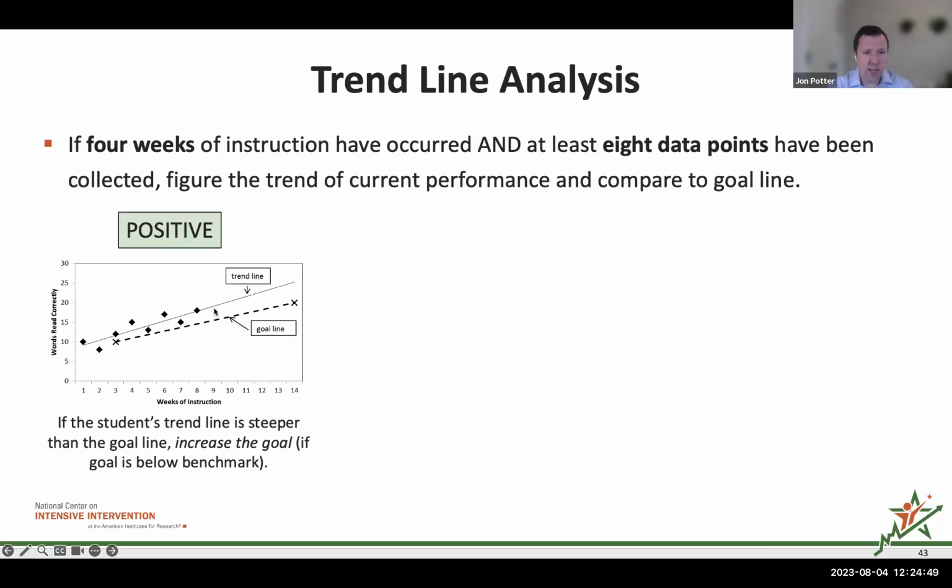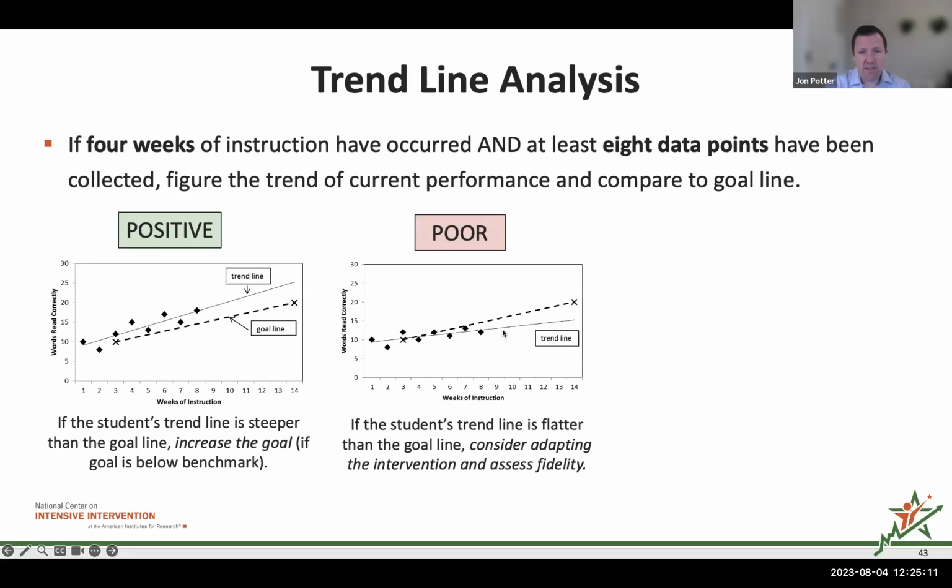And if we see the trend line is headed up in a steeper direction than the goal line, then we might consider changing the goal if the goal is below the benchmark. But if the goal is at the benchmark, again, this is great. Like, you're on track, keep doing what you're doing, and at some point you may want to consider exiting the student from intervention.